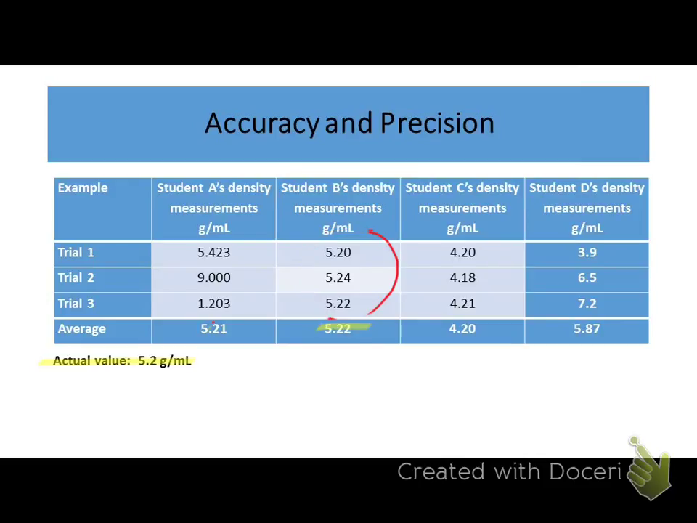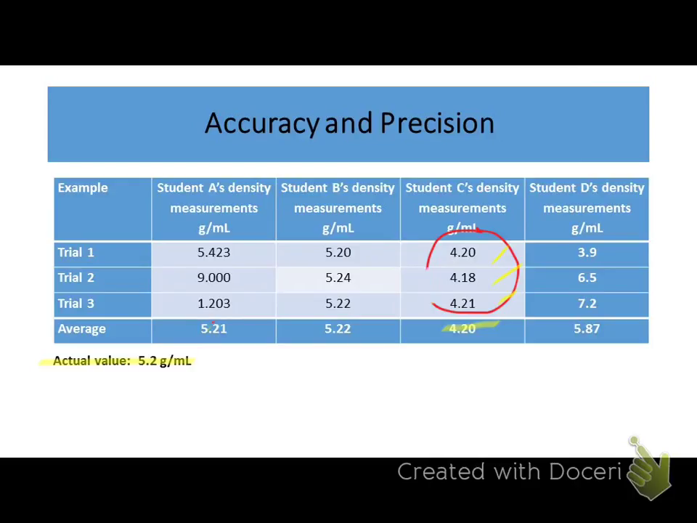Alright? So let's look at student C now. There are its 3 data points, and the average value is 4.21. Is the average close to the actual value? No. So student C is not very accurate. However, do we have some good precision there? The answer is yes. Why? Because these 3 data points are very close, or very consistent, to each other. So we'd say that student C is not very accurate, but he does have pretty good precision in his measurements.